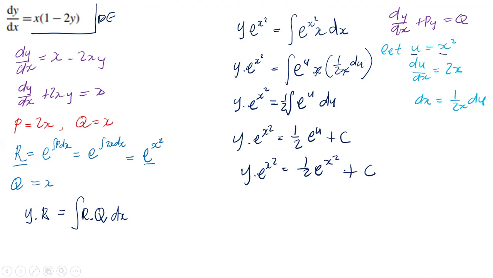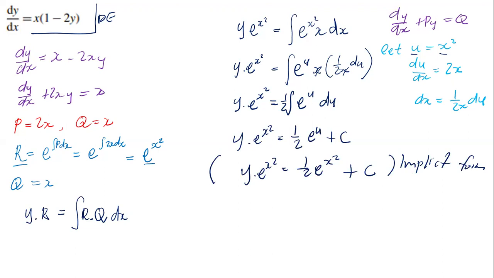And look, let me tell you this. This is the final answer. This is where you leave your answer. You leave your answer if they say to you, express your final answer implicitly. This is implicit form, okay? This is what we call the implicit form. But if you need to leave your answer in explicit form, then you have to make y subject of the formula.